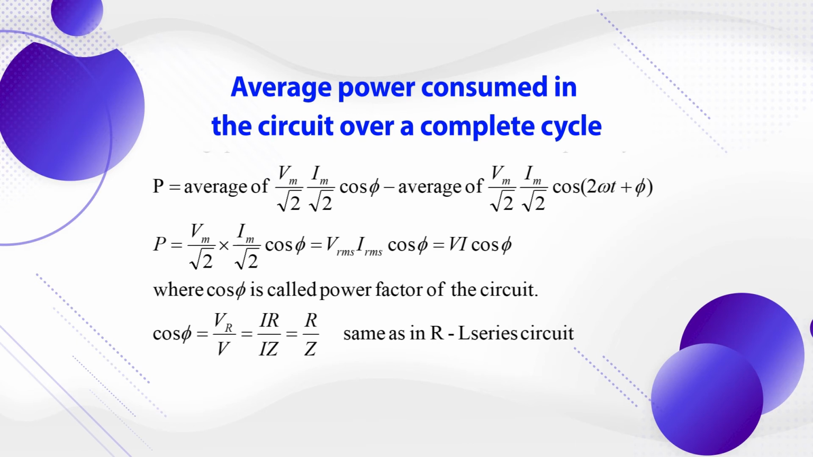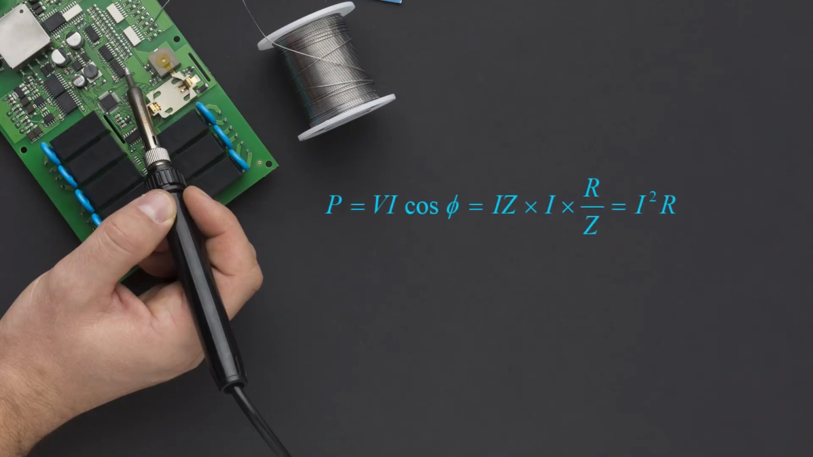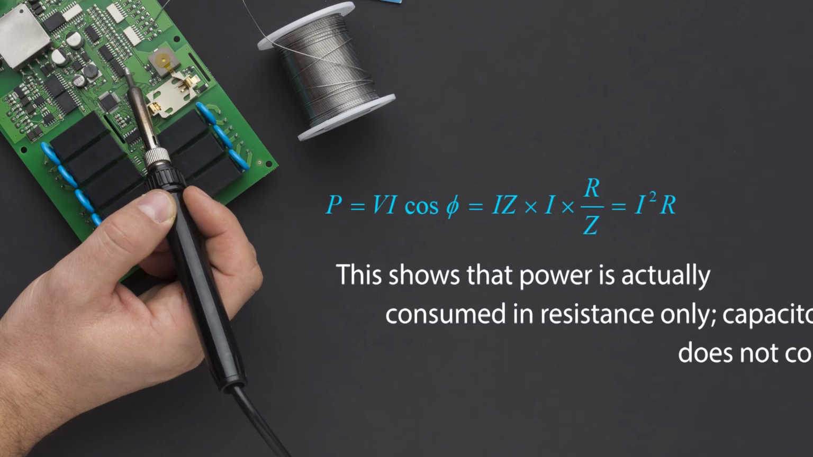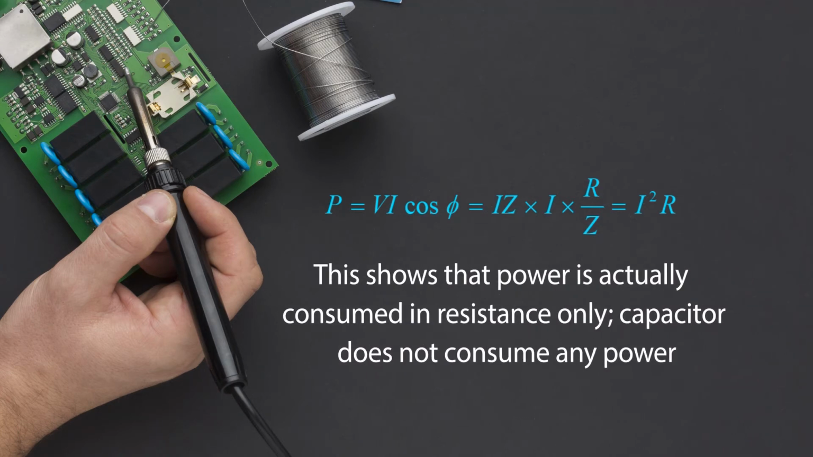So in the case of this pure RC series circuit, the power can be written as VI cos phi. Just put the value of V, which can be written as I into Z, and cos phi can be replaced with R upon Z. So after solving, this equation can be written as P equal to I square R. So this shows that power is actually consumed in the resistance only. The capacitor does not consume any power in an RC series circuit.